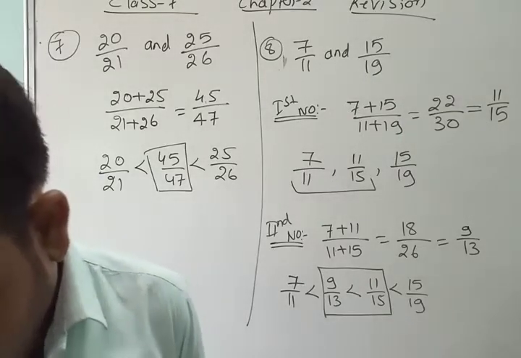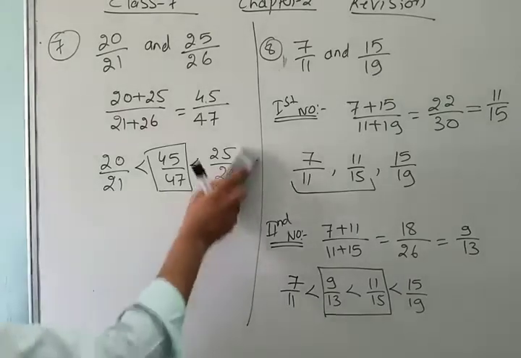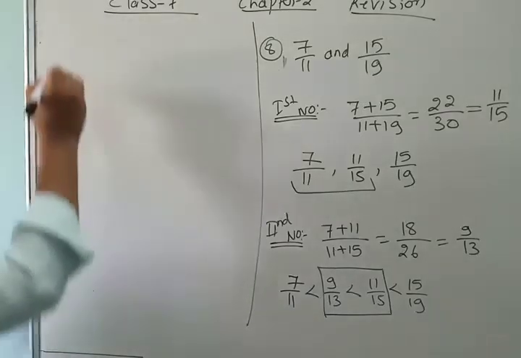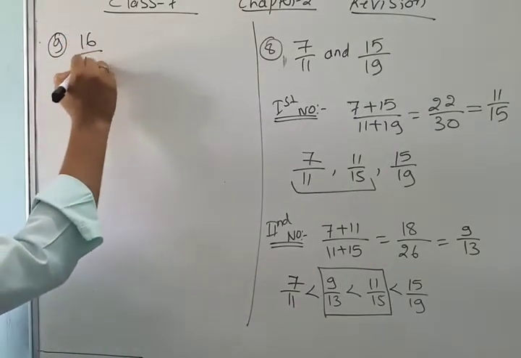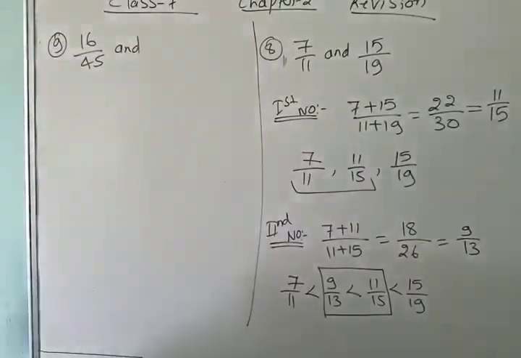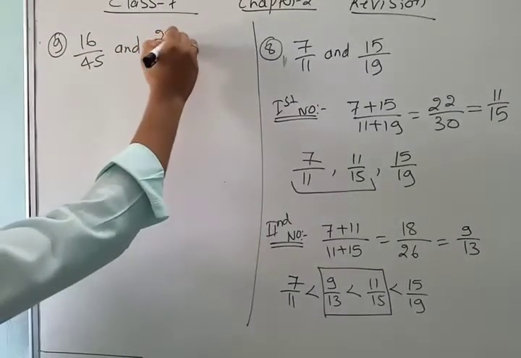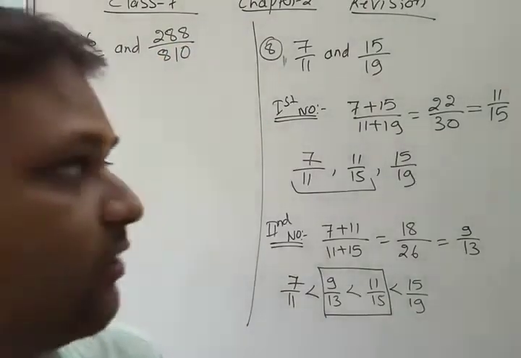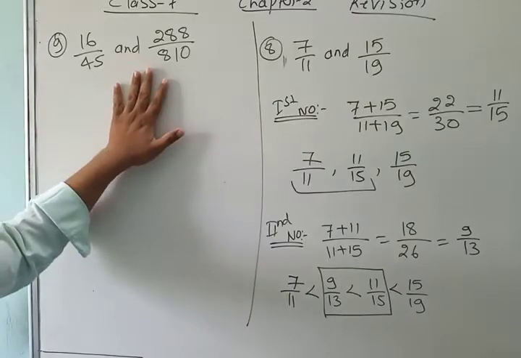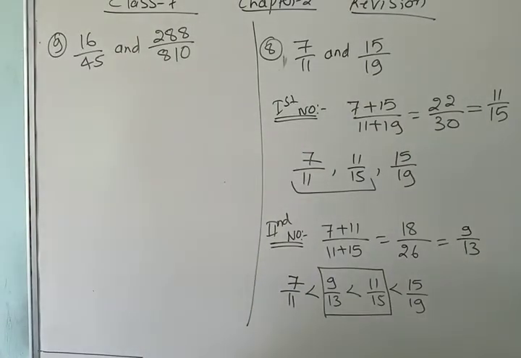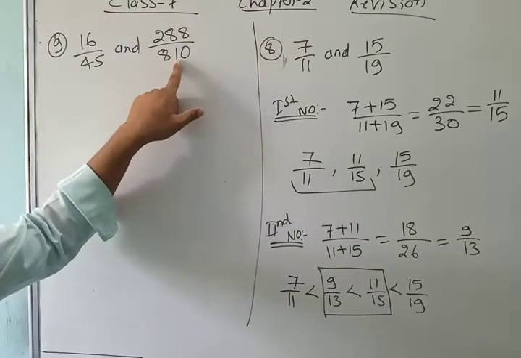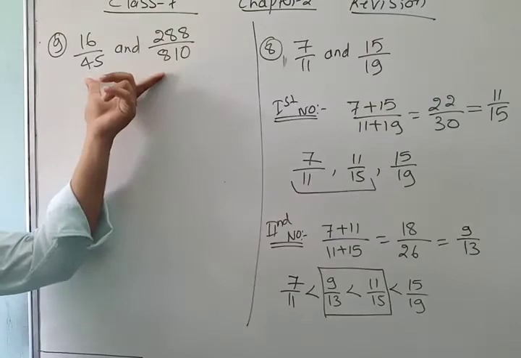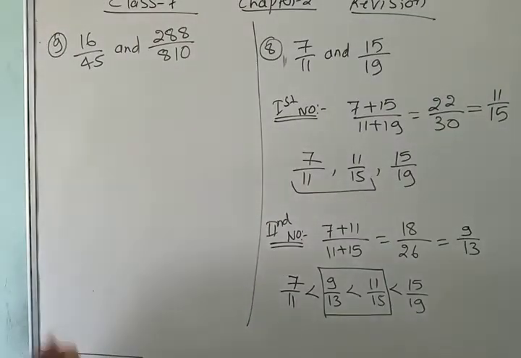Then ninth question. What we have to do in the ninth question? We have to verify 16 upon 45 and 288 upon 810 are equivalent fractions. We have to justify that both are equivalent fractions. So how do we justify that? Convert 288 upon 810 in the simplest form. After converting to simplest form, see if both numbers are equal, then we can say that it is equivalent.